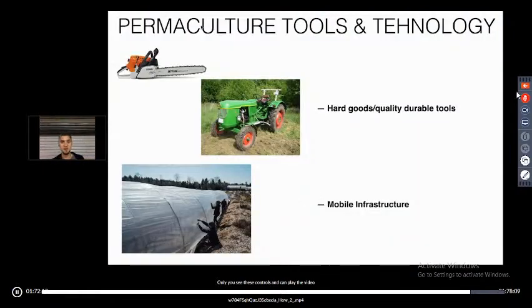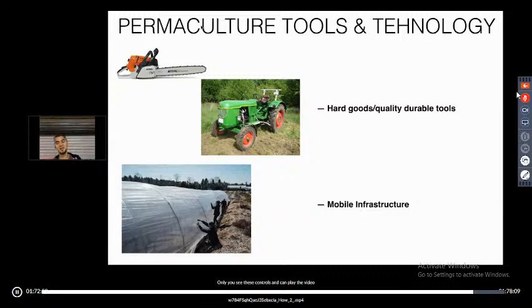And last, I'll talk just about some tools and technologies. So when I say tools, technology, I think hard goods and mobile infrastructure. And with this, I have a rule for myself, and that is that I always buy high quality, durable tools that I can use for the next 30, 40, 50 years if I can afford it. And I don't have enough money not to afford it.